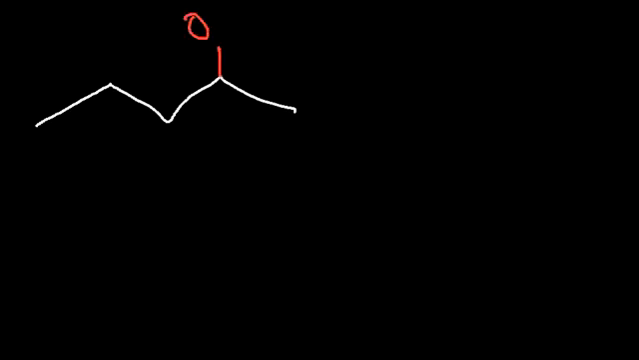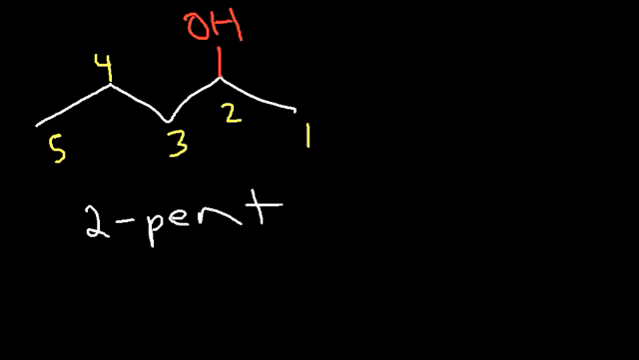So how would you name this particular compound? If you see an OH group, it's an alcohol. And there's a total of 5 carbons. So instead of saying pentane, it's going to be pentanol. And the OH is on carbon 2, so this is called 2-pentanol.